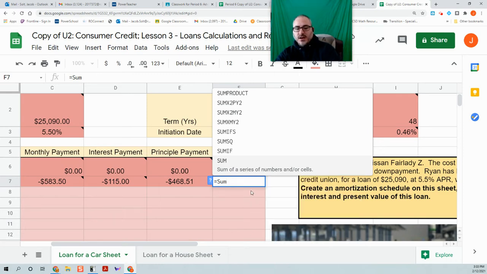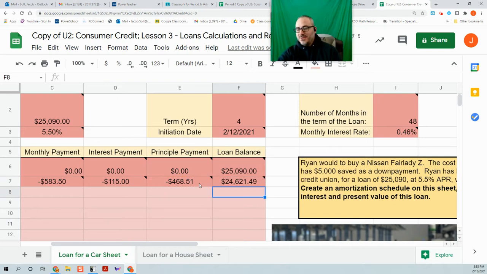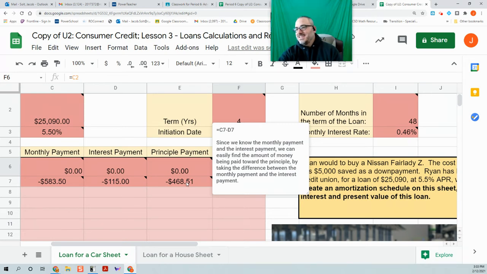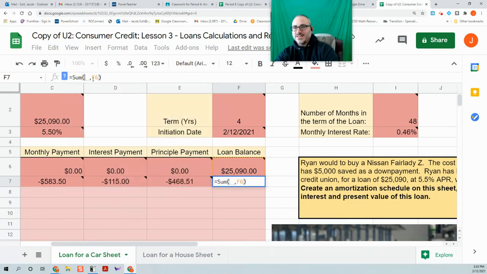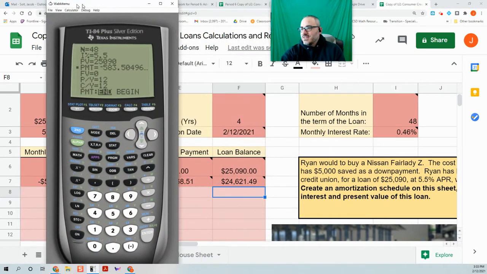The sum of E7, wait, do I want E7? No, do I want F6? I suppose it doesn't matter. I can add E7 with F6, right? I can add these two together, and it will come out the same, because normally I would go with F6 minus E7, but since I'm adding, it doesn't matter. So just so you know, you can make this one F6 and this one E7, and it won't change a thing, right?